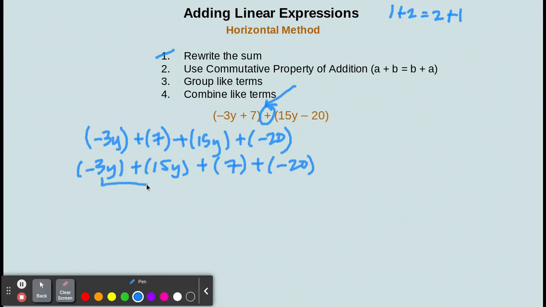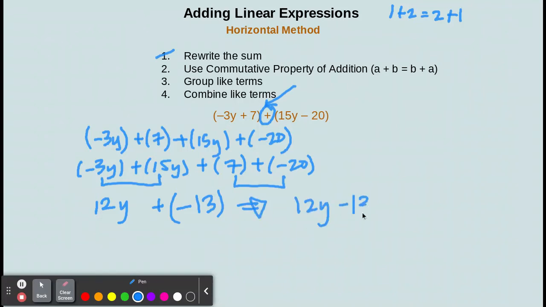Okay, so now we can combine these like terms. We have a negative 3y plus a 15y. They're different signs, so we subtract and we end up with 12y. And over here, we're going to combine these like terms. We have a 7 plus a negative 20. They're different signs, so we subtract and we end up with a negative 13. Right? So our answer becomes 12y minus 13.